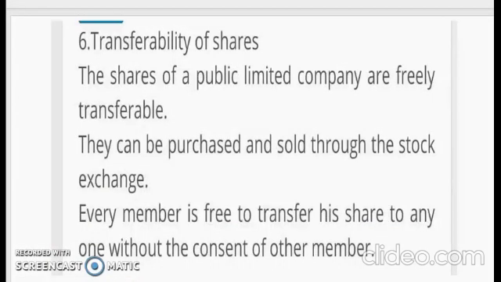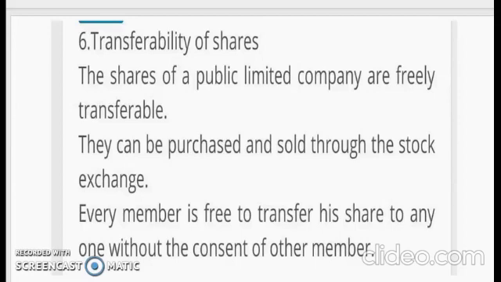Now the next feature will be transferability of shares. The shares of a public limited company are freely transferable. That means if any of the shareholders does not want the shares of that company, he can freely transfer the shares. For example, you have bought shares but now you have an urgent requirement, so you can sell it to anyone else, or you can sell it back to the company.